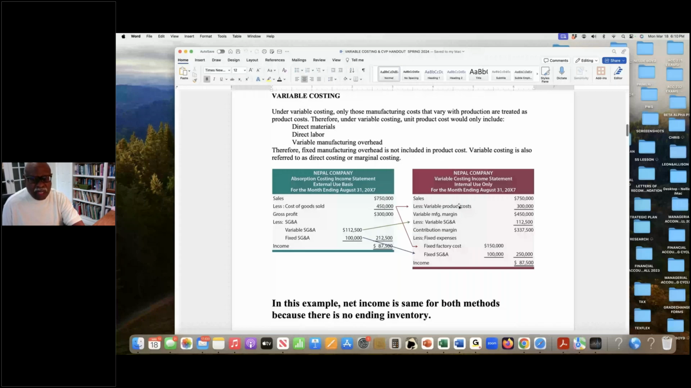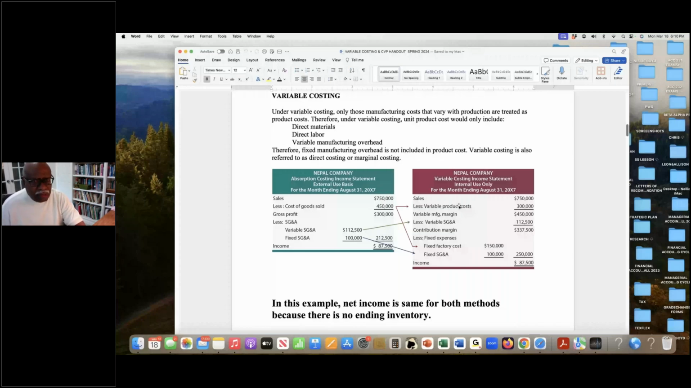But a key thing that you just need to be aware of is that the format of this statement is changing. It's sales less variable product costs, manufacturing margin less variable selling and administrative expenses, contribution margin, then less your fixed expenses. So this is what your income statements will be looking like as we go through. So just review that. You don't have a problem assigned on this. I just wanted you to be aware of it. So just review those examples.